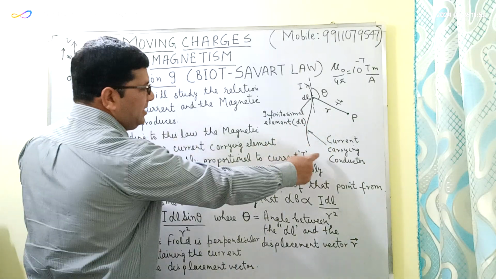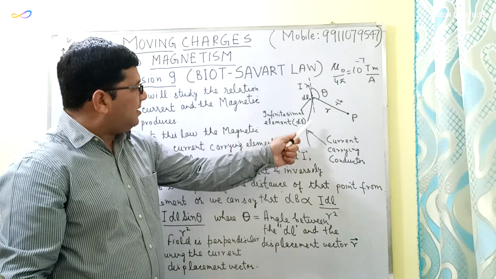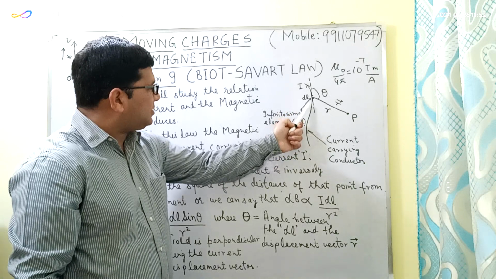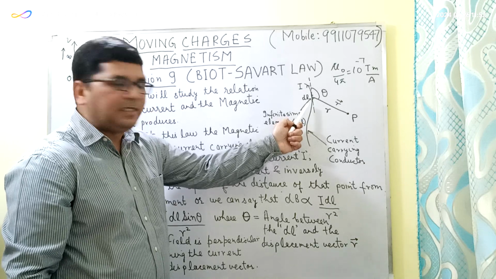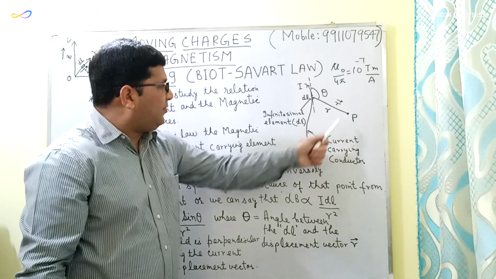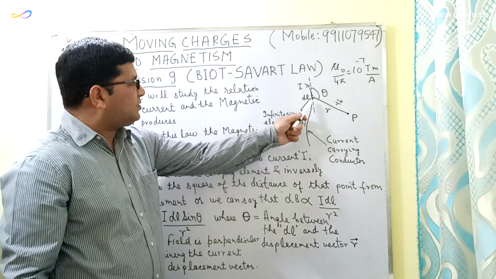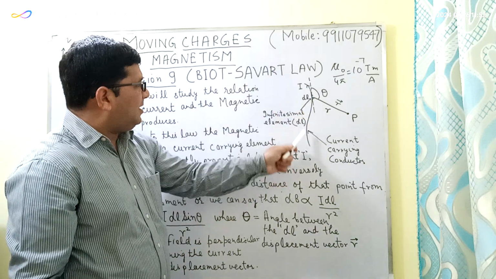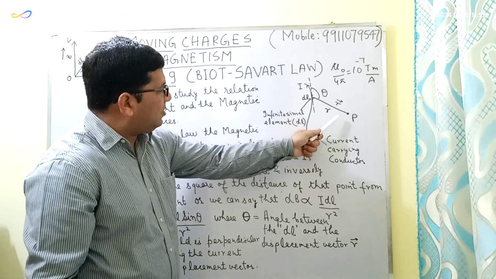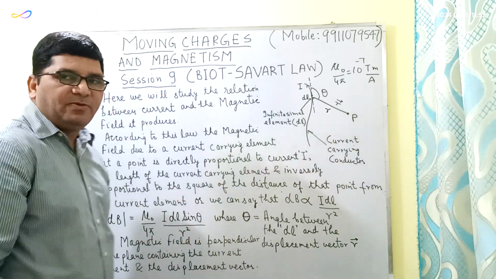Here I have drawn one simple diagram in which this is a current carrying conductor, and I have taken a very small element. This is a current carrying element which is very small in length. This point P is the point where we are supposed to find the magnitude of the magnetic field because of this current carrying element. The distance of this point P from this current carrying element is R, and this is the displacement vector.